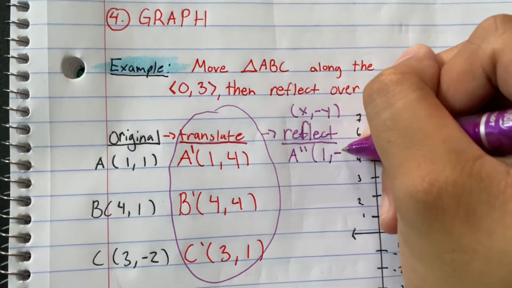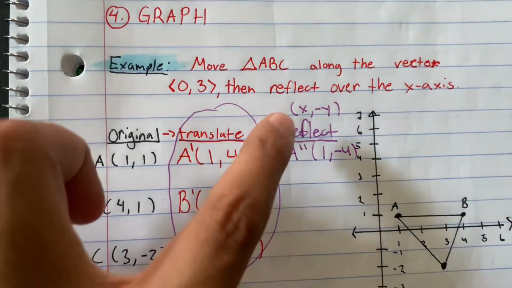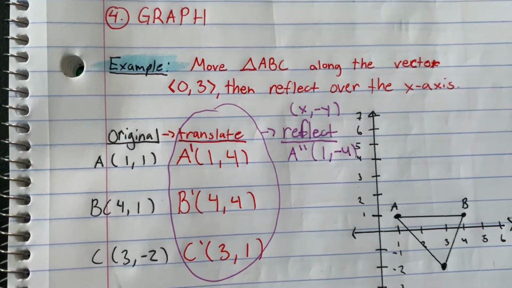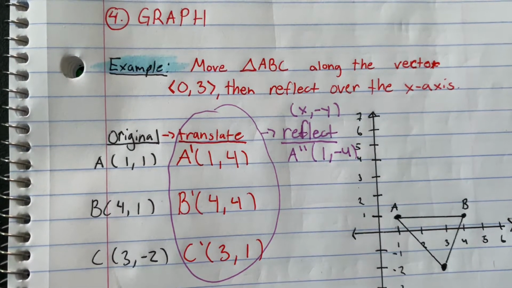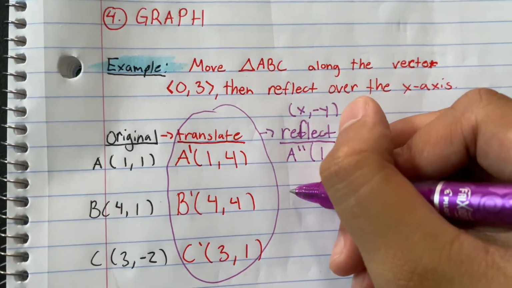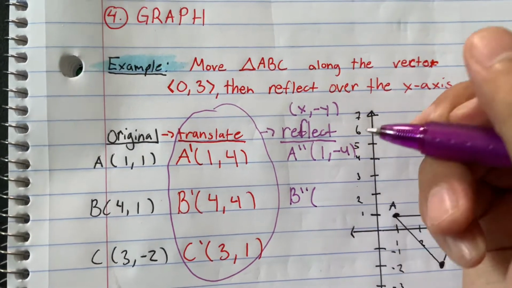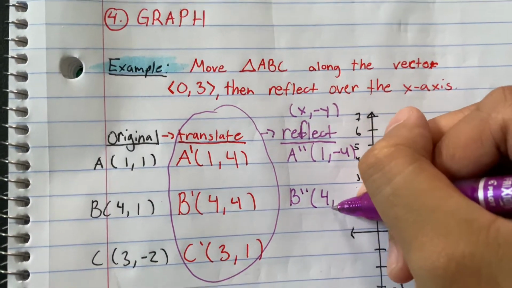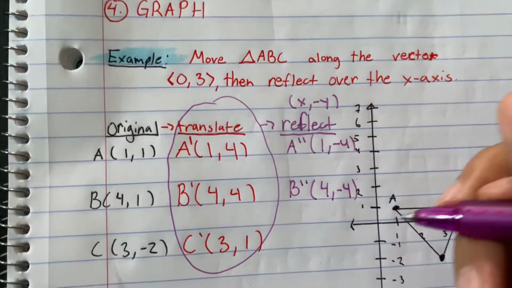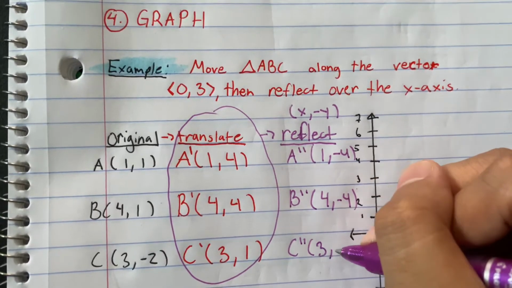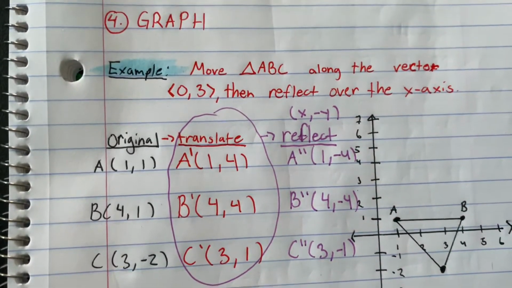1 and -4. As we see, the x right there stays the same, but the y becomes the opposite. So the opposite of 4 is -4. And then we do B prime, which is 4 and -4. And then C prime is 3 and -1.